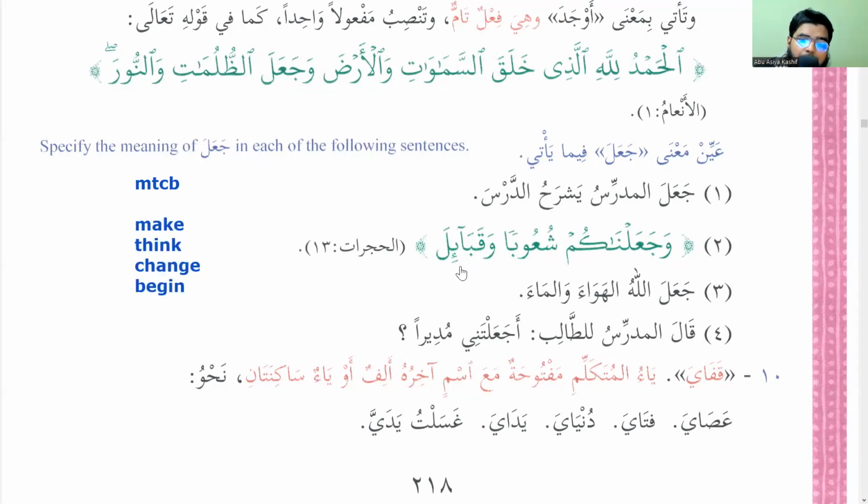وَجَعَلْنَاكُمْ شُعُوبًا وَقَبَائِلَ, and has made you peoples, nations and tribes. Which جعل is this?